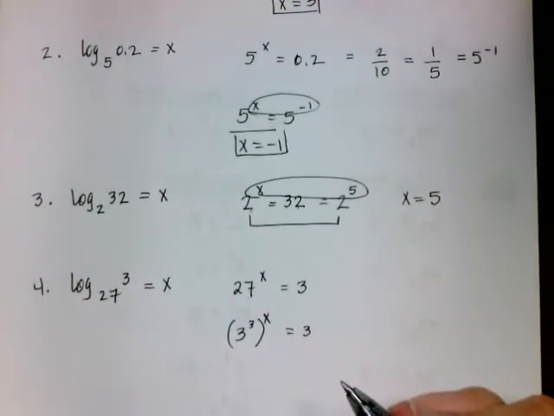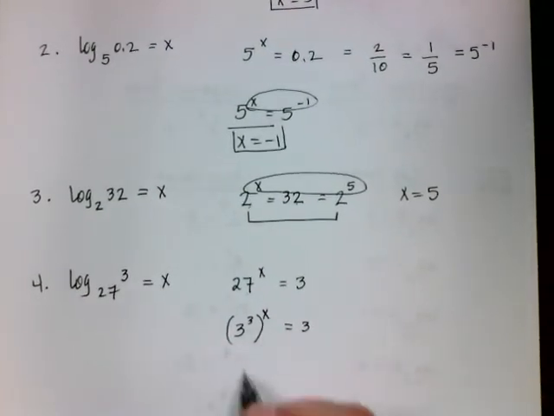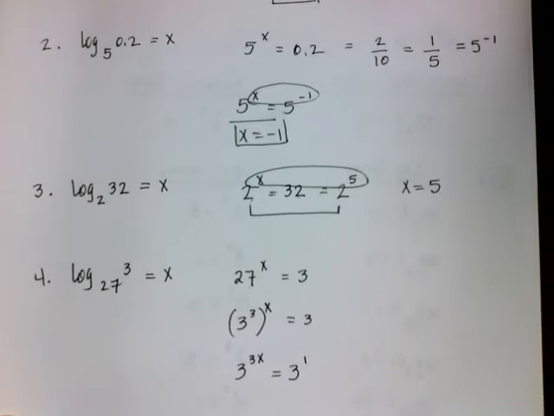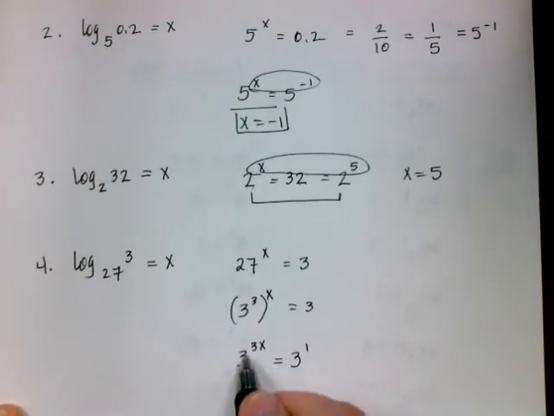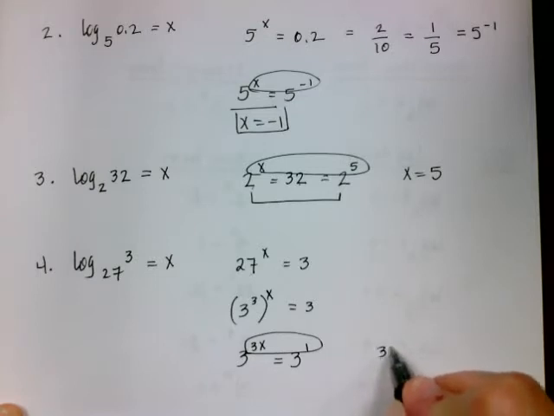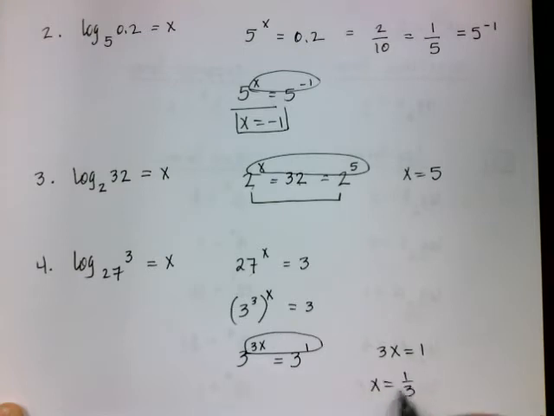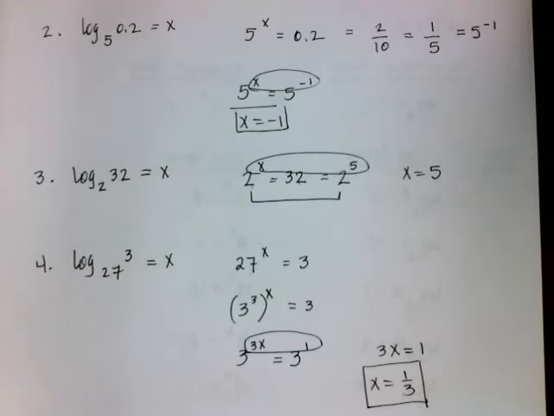And if you'll remember from our last chapter, a power to a power is multiplied, so 3 to the 3x is going to equal 3 to the 1. Now my bases are the same. I can solve the baby equation at the top, so I'm going to get 3x equals 1, divide both sides by 3, and I get x is equal to 1/3. Okay? So that wasn't as bad as it looked like.